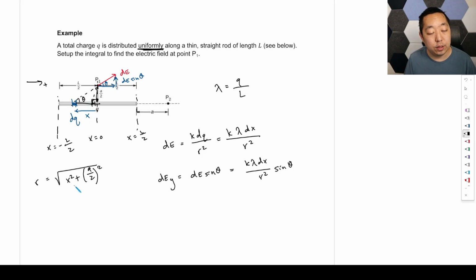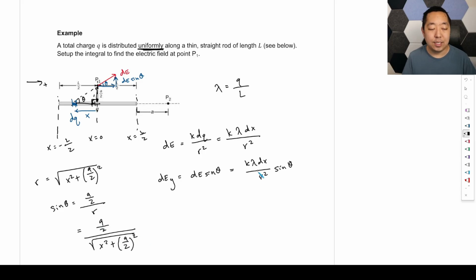So one thing that we can do to make this easy is figure out what sine of theta is. Why is this theta? Because it's like corresponding angles, or I forget the term for it, but these two are the same by similar triangles, or two parallel lines, if you will. So sine of theta we also can convert in terms of x. It's going to be opposite over hypotenuse. It's going to be a over 2 over r, which is a over 2 over the square root of x squared plus a over 2 squared. Okay, so see how it's complex, but we want to take each piece at a time.